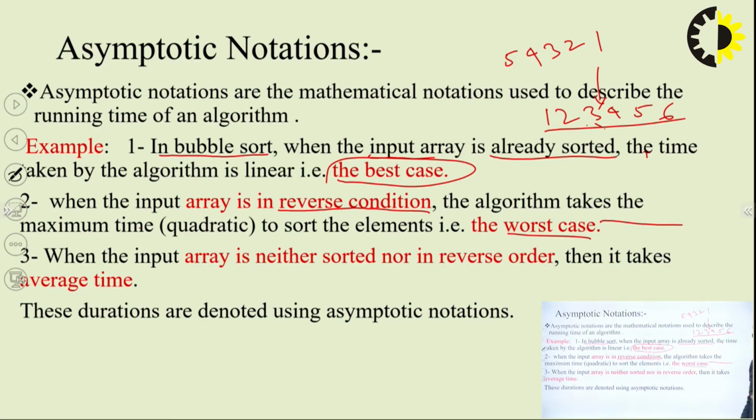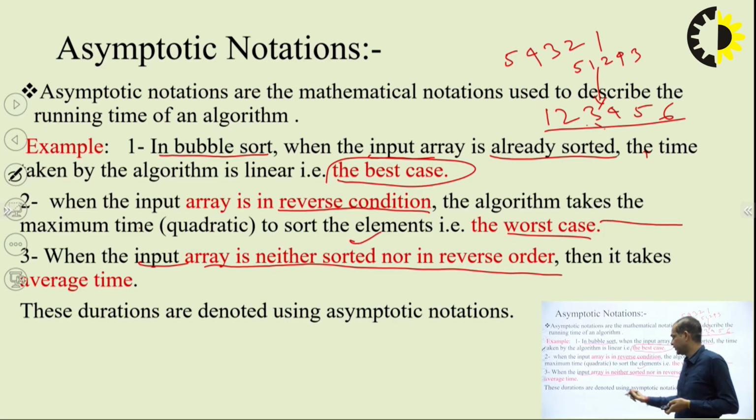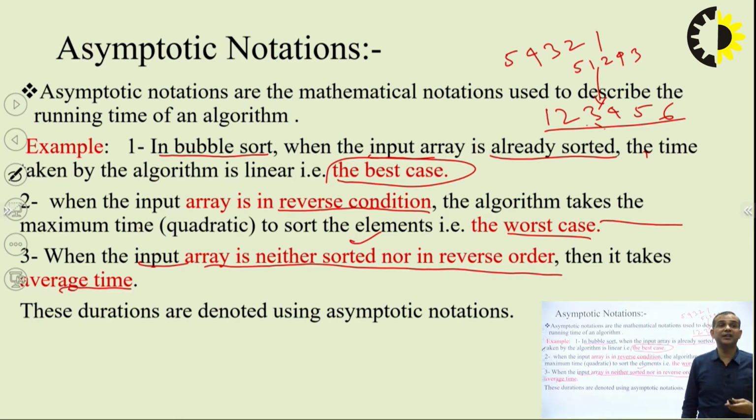Okay, and if we have taken the input such that the array is neither sorted nor in reverse order, for example I have given 5 1 2 4 3, then the steps taken depend on this data, whether it is sorted or unsorted. So this data we define using the average case. So these three cases are defined using the asymptotic notations.